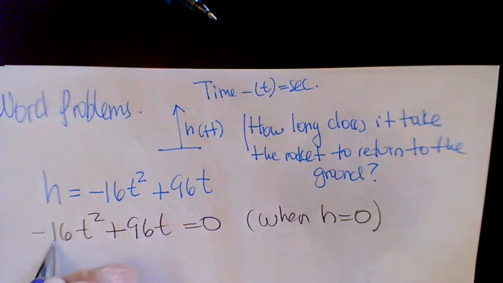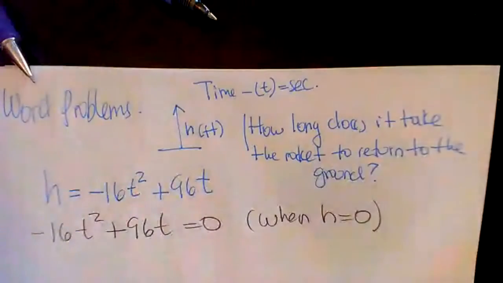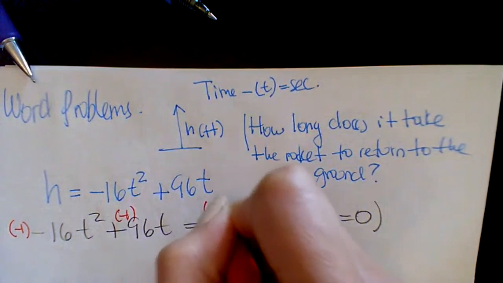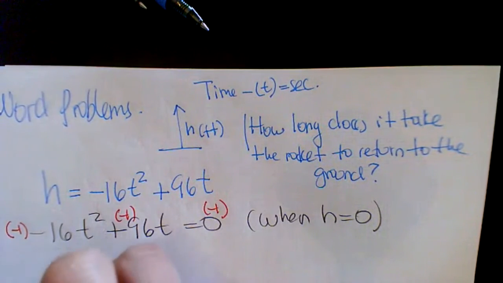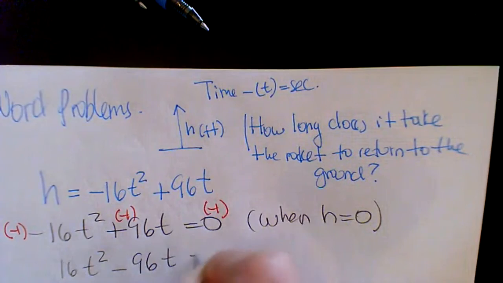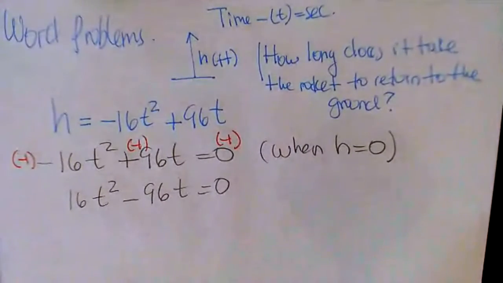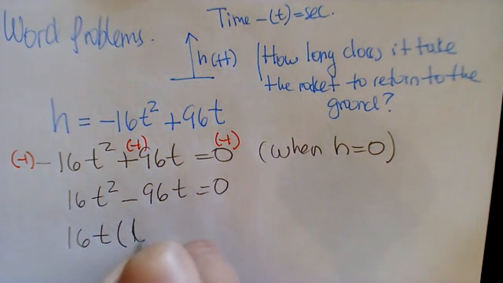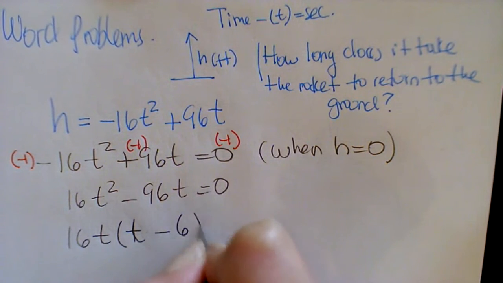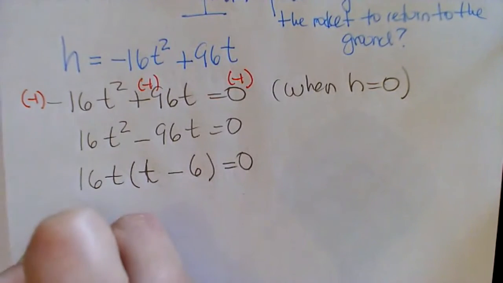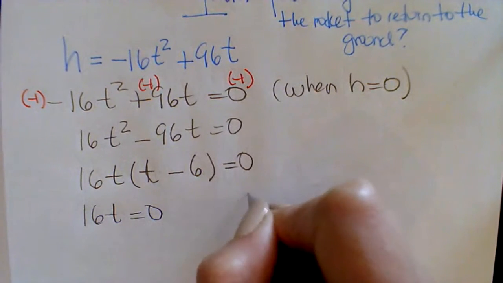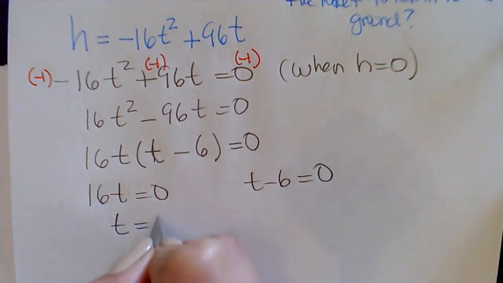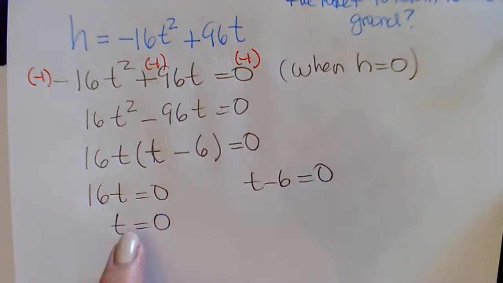So what do I do? I'm going to multiply by negative 1. Okay? So when I do that, I get 16t squared minus 96t. Okay? Now, let me factor this. 16t times t minus 6 equal to 0. So 16t is equal to 0 and t minus 6 is equal to 0. So t is equal to 0. So this is the first when we start on the ground.